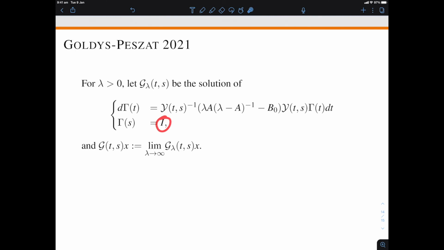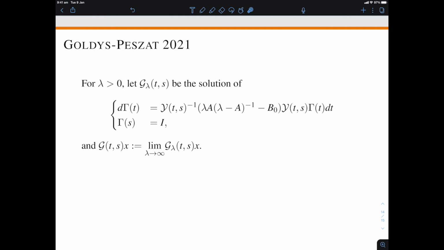It has the identity as initial data, and what you have is almost what you would guess, which is an ODE involving A minus B naught, but you need to conjugate that using the evolution family that helps you define the noise. But also you need to approximate A by bounded linear operators, because A itself can be unbounded. So you do that using Yoshida approximation: you give yourself a positive lambda, and you replace A by lambda A times the resolvent of A at lambda.